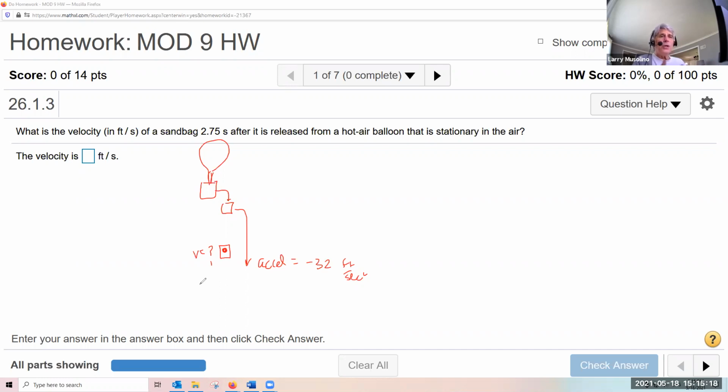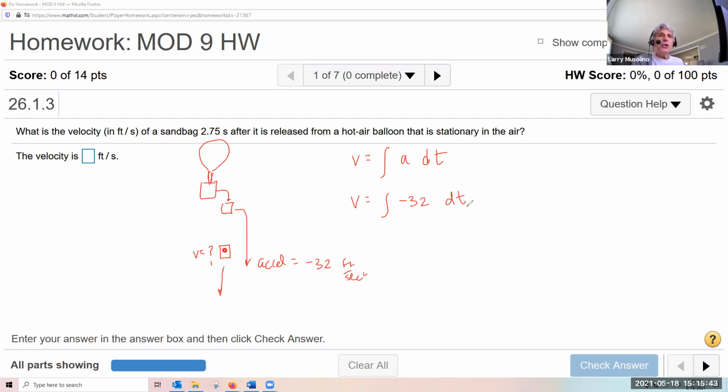Now it's going to turn out we're going to use a negative sign for the velocity also to indicate the velocity is in a downward direction. So we call velocity and acceleration vectors. Vectors mean they have both a magnitude and a direction. All right, well, to answer that, I'm going to use that formula that says the velocity is the integral of the acceleration dt. But we know the acceleration, that's negative 32.